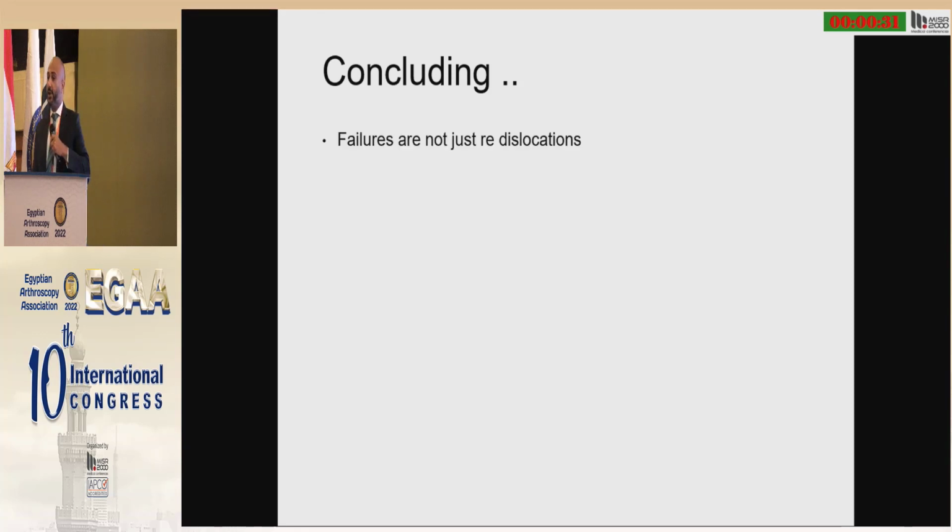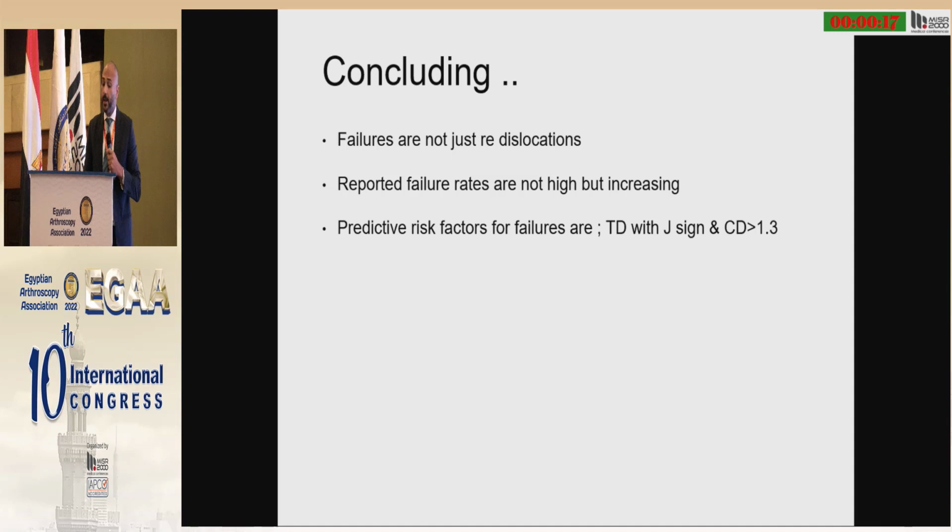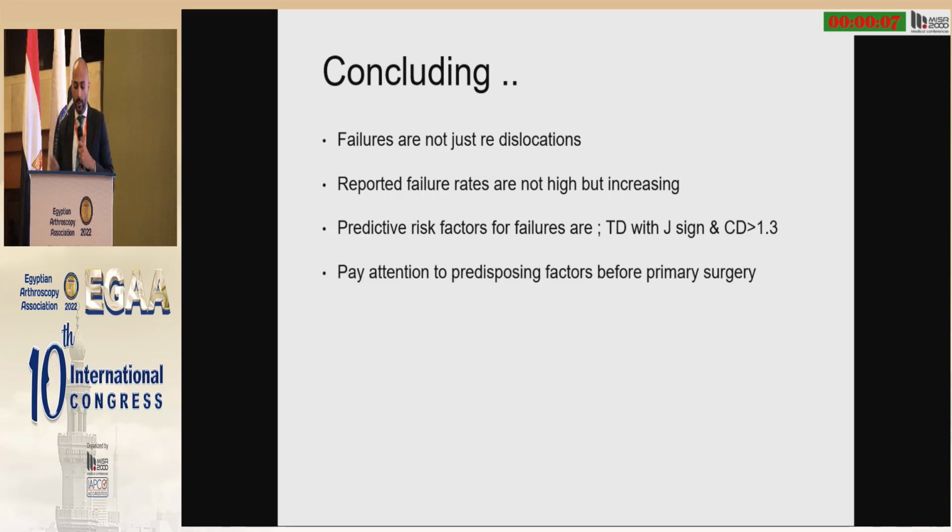To conclude, failures are not just redislocations, they are not just reoperations. Any signs of recurring instability is a failure. Second, reported failure rates are still not high, but they are increasing with time. The most famous and common predictive risk factors for failure are trochlear dysplasia with the J sign and Caton-Deschamps index more than 1.3.